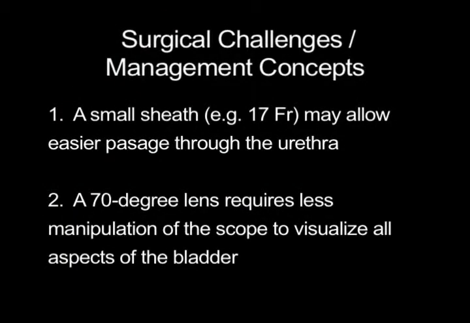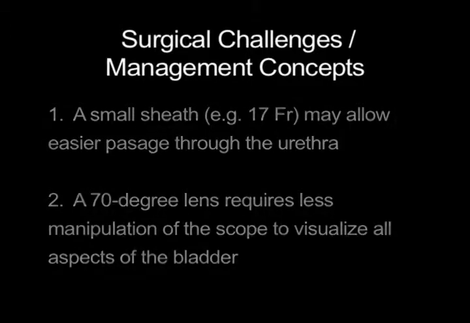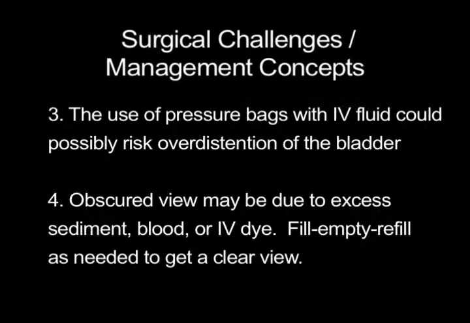Management concepts. A small sheath, such as a 17 French, may allow easier passage through the urethra and into the bladder. Larger cystoscope sheaths may be difficult to pass and potentially traumatize the urethra. A 70-degree lens offers less manipulation of the cystoscope itself to visualize all aspects of the bladder compared to a 30-degree or 15-degree scope. The use of pressure bags with IV fluid could possibly rapidly overdistend the bladder and cause injury to the bladder and should be avoided.